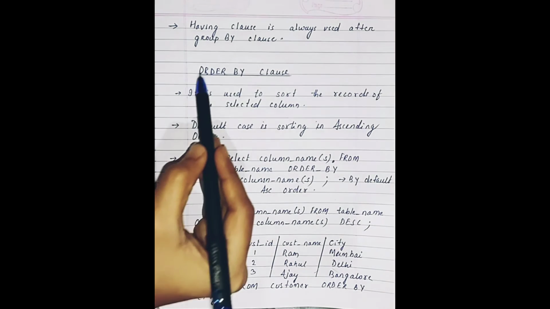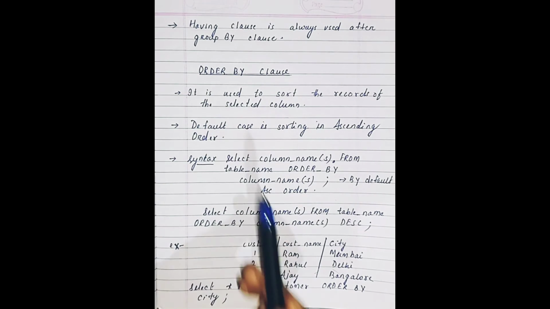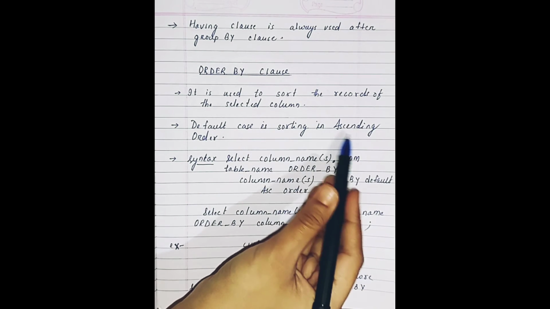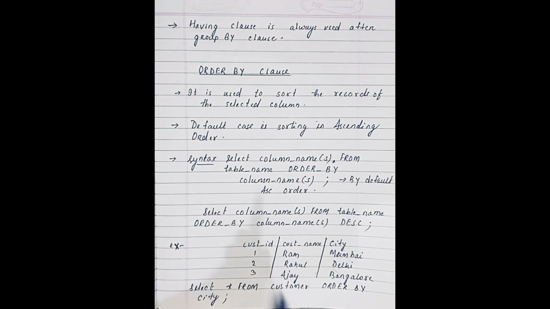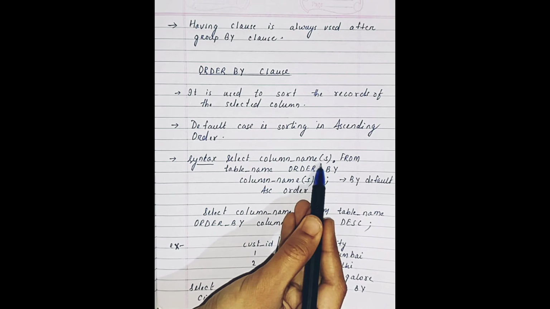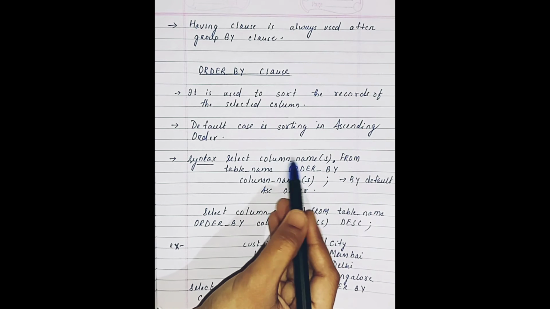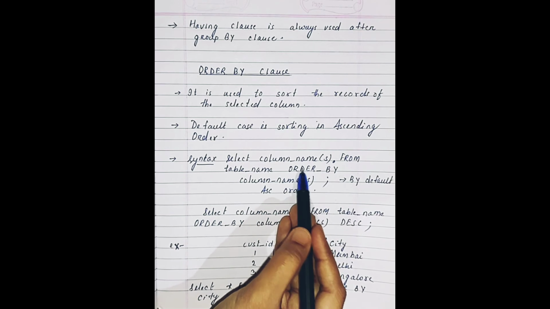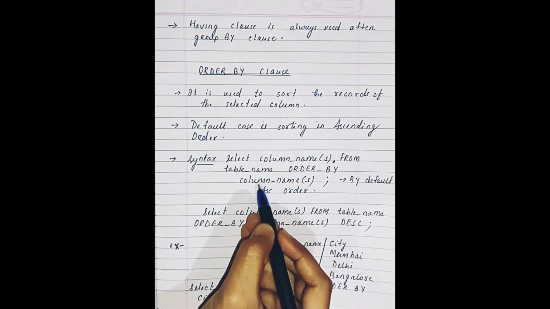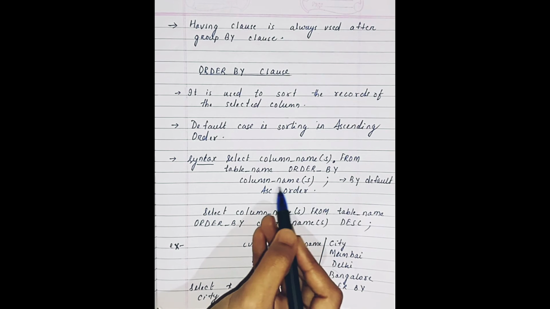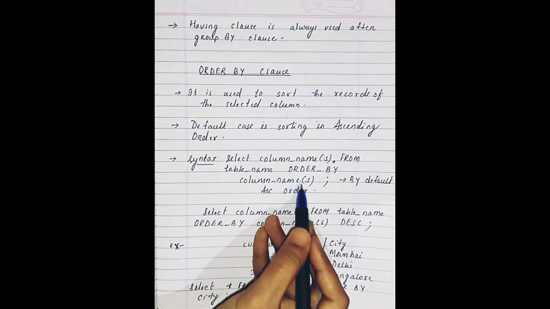Now moving ahead to the order by clause. It is used to sort all the records of the selected column, and the default case is sorting in ascending order. For example, here the syntax is select column names. We can write any number of columns that we want to display in the output section. Then from table name, then we can use the order by clause, then the column name. We have to specify the column on which we want to sort the records.